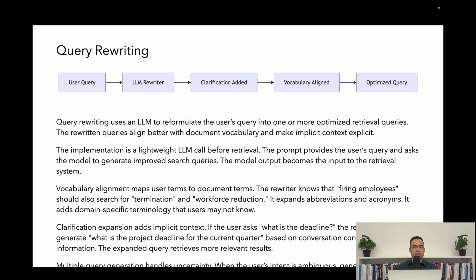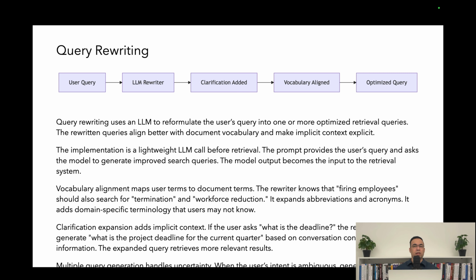Let's talk about query rewriting, which uses an LLM to reformulate user queries into optimized retrieval queries. The implementation is a lightweight LLM call before the retrieval. The prompt provides the user's query and asks the model to generate improved search queries. The model output becomes input to the retrieval system. Query rewriting addresses several problems.